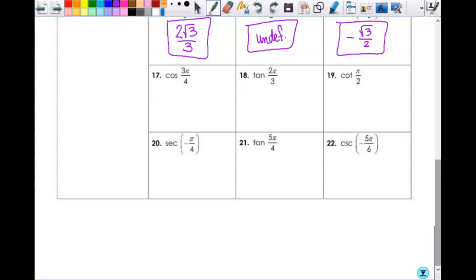All right. Cosine of 3 pi fourths. Second quadrant, are we positive or negative? Negative. So it's negative square root of 2 over 2. Tangent of 2 pi thirds, is that going to be positive or negative? Negative. What's the tangent of pi thirds? Square root of 3.